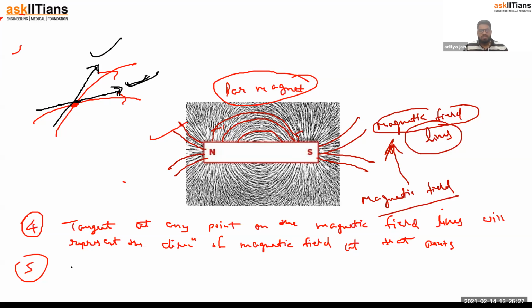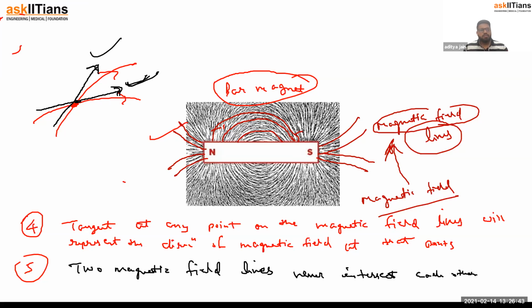That's why the property goes as: two magnetic field lines never intersect each other. Yes, this is clear. Now the next property is there.